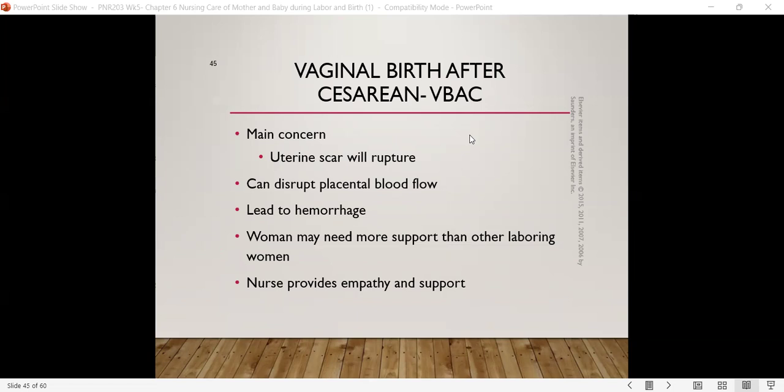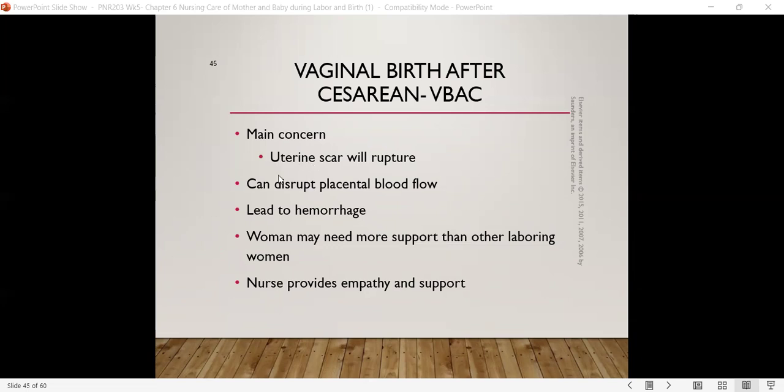You can never, now listen up, you can never give this type of patient Pitocin. You can never induce the patient, and you can never augment the patient with Pitocin, because you could cause that uterine scar to rupture. So with a patient that was VBACing, you have to always be on alert for this uterine scar, that she doesn't have too many contractions at one time that she would rupture.